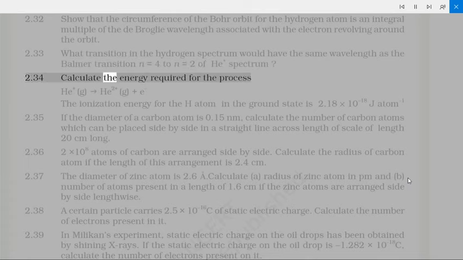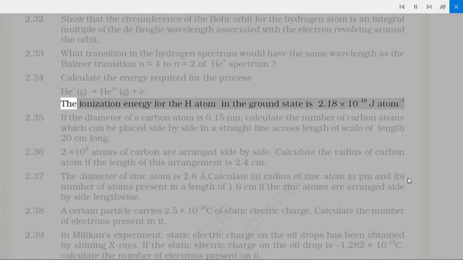2.34 Calculate the energy required for the process He+(g) to He2+(g) plus e. The ionization energy for the H atom in the ground state is 2.18 times 10^-18 J per atom.